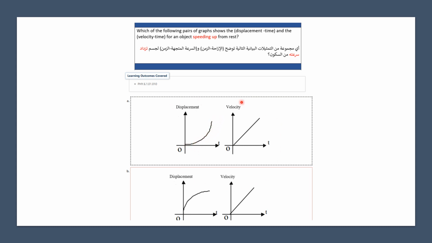That picture is the correct one because the body is speeding up. Velocity is linear upward and displacement is a curve going upward as well. Any other picture than that is wrong.